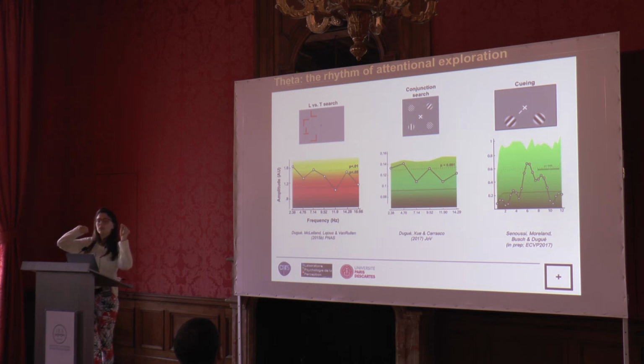For the peak of exogenous attention to happen, there should be a delay of 100 milliseconds. Now, if you present a cue and you present a stimulus 600 milliseconds later, then instead of having a facilitation by the cue, you have an inhibition.